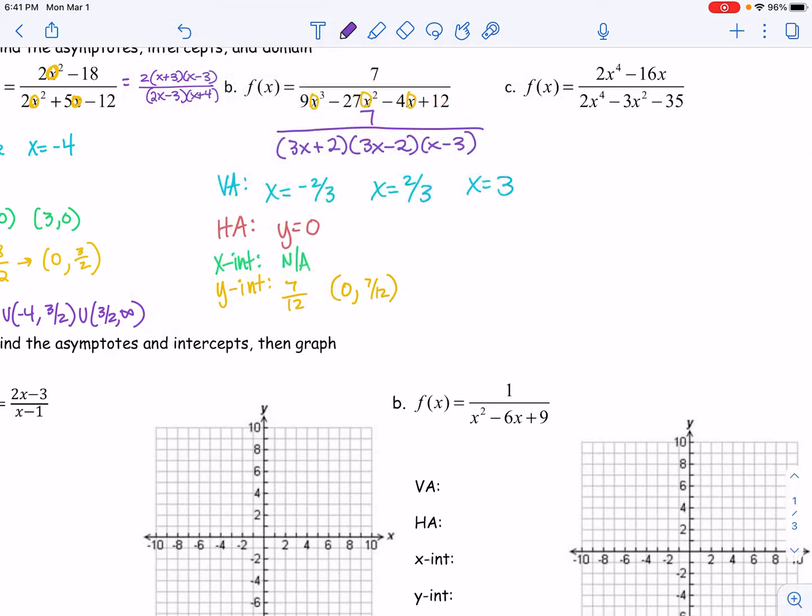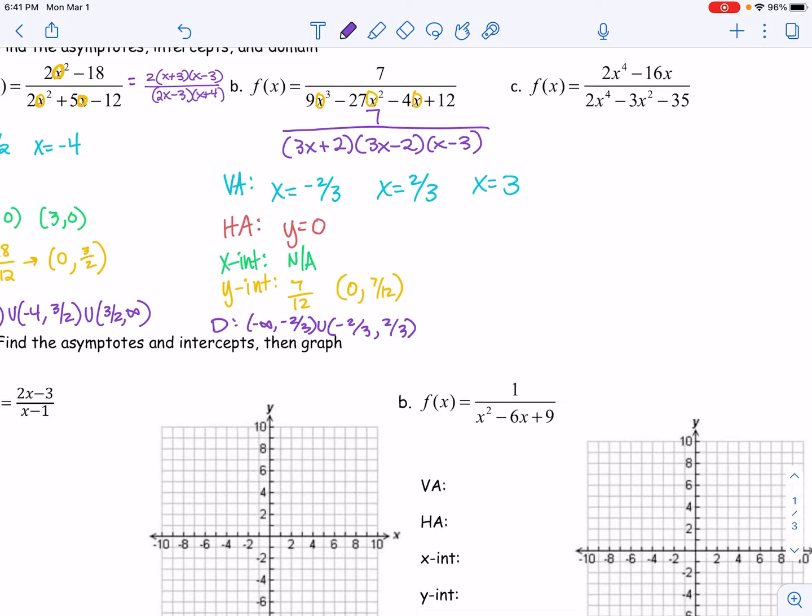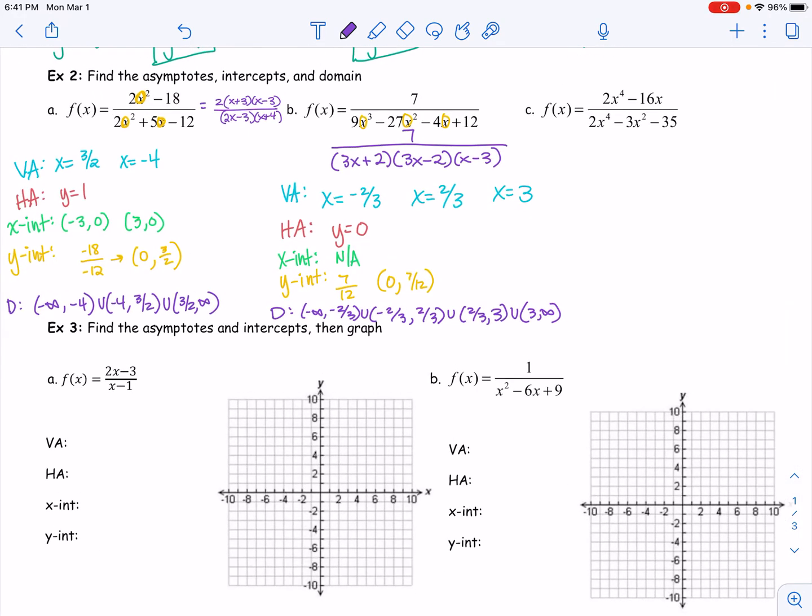And now I can find the domain, which, remember, only the vertical asymptote is affecting for right now. I want to make sure I'm going in order from left to right. So negative infinity to negative 2/3, negative 2/3 to positive 2/3, positive 2/3 to 3, and 3 to infinity. Yes, I know that's very long and drawn out, but you have to stop at every vertical asymptote because you cannot cross or touch those vertical asymptotes, so that affects your domain.